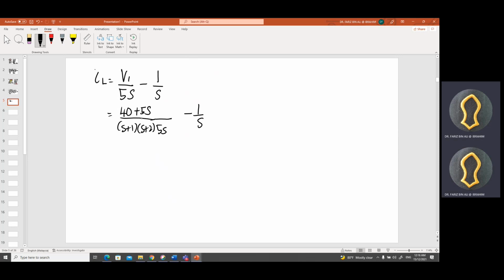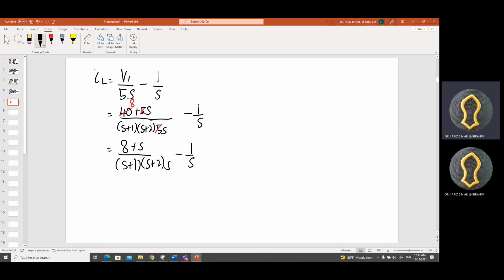Okay. Can we simplify? What can we simplify here? This 5 here can be simplified, isn't it? 5 over 5, this becomes 8. So it becomes 8 plus S over S plus 1, S plus 2, S. S already cancelled, minus 1 over S. Okay, that looks good. So this is equal to, let's say we want to combine the whole thing here.